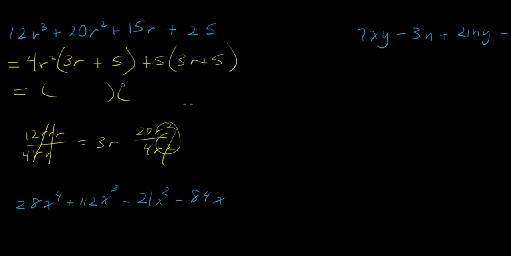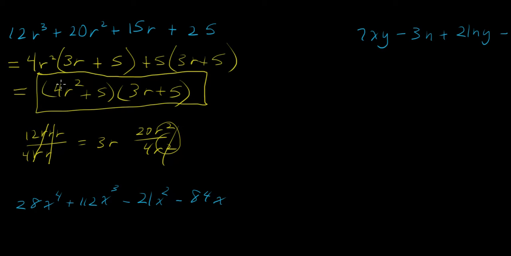We make two parentheses, put the 4r squared and the 5 in their own, and we keep one of the duplicates. And we are done.